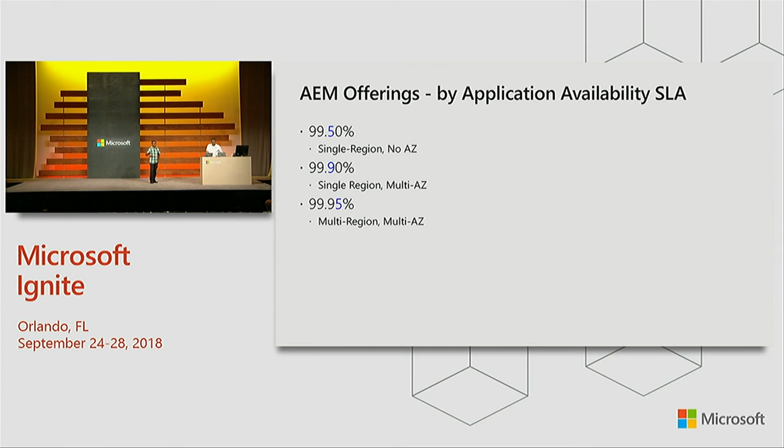We have three distinct SKUs in terms of how we sell our managed service. It's based on application availability SLAs. As you can see, the second and the third one require multiple availability zones. The thing to note here is that those SLAs are what Adobe offers to our customers, not what we get from Microsoft for a particular Azure service.